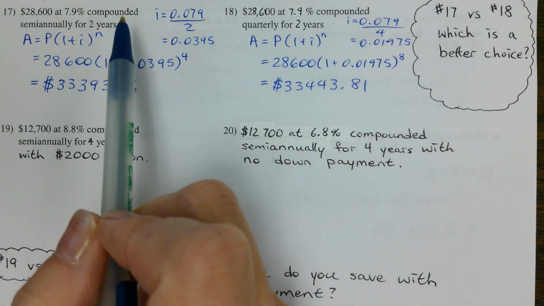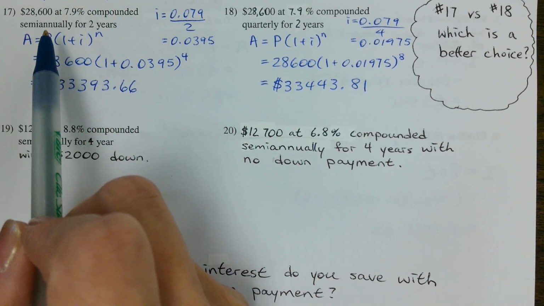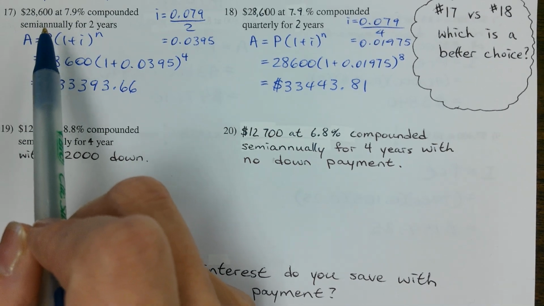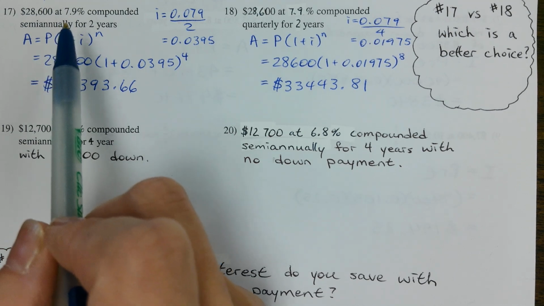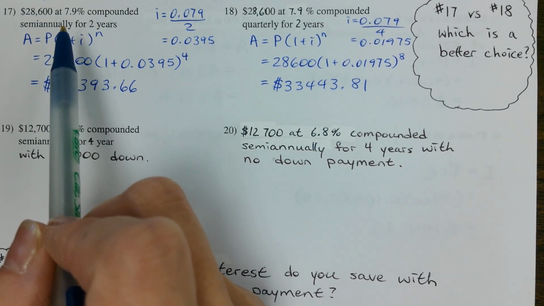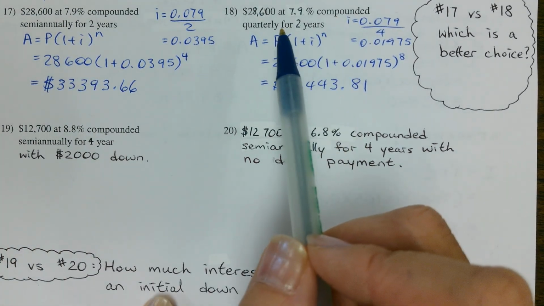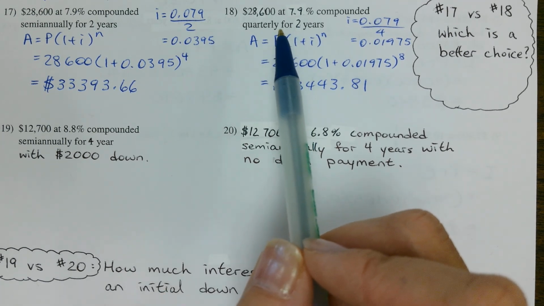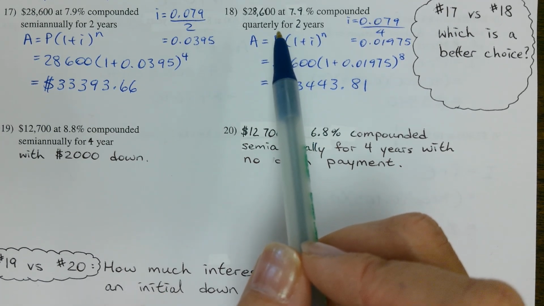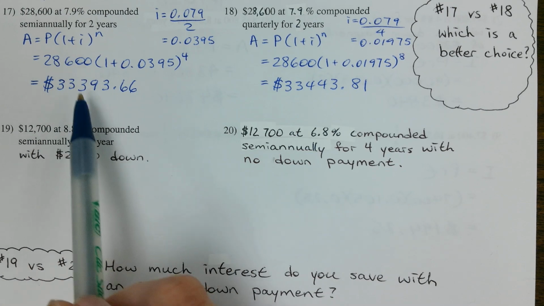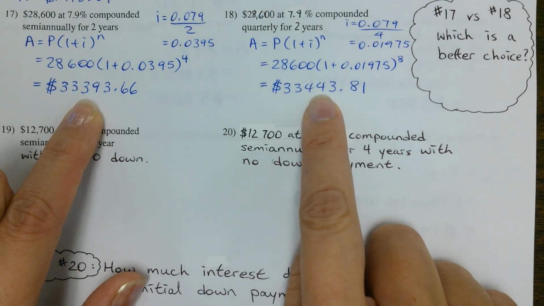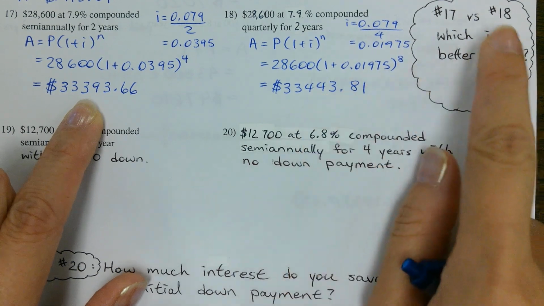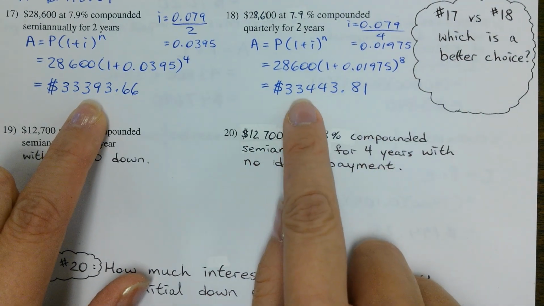All right. So this one is compounded semi-annually, meaning the interest is paid every 6 months. This one is compounded quarterly, which means it's every 3 months. Okay, so when you do the calculation at the end, you have these two values. Number 17 and number 18, which is a better choice then?